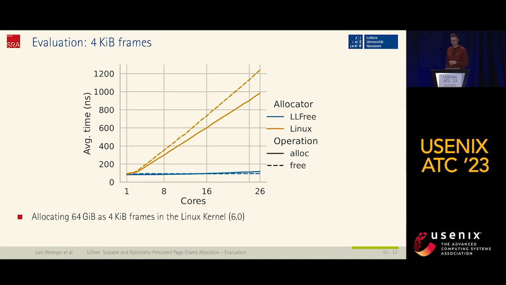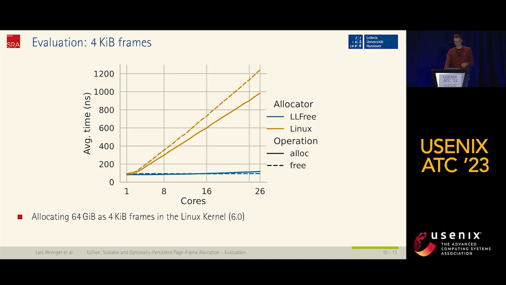Okay, then also in the next benchmark, we compared LLFree directly with the Linux allocator. And for this, we integrated LLFree into the Linux kernel, entirely replacing the Linux buddy allocator. This was quite a complicated task, but I think it was quite worthwhile, as we see here, because LLFree is up to 10 times faster than the Linux kernel on highly parallel workloads.